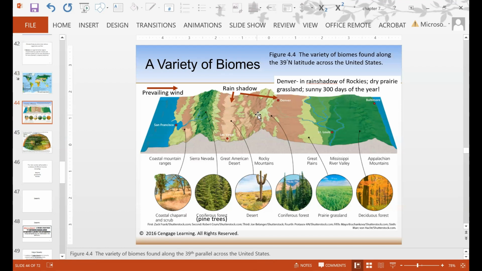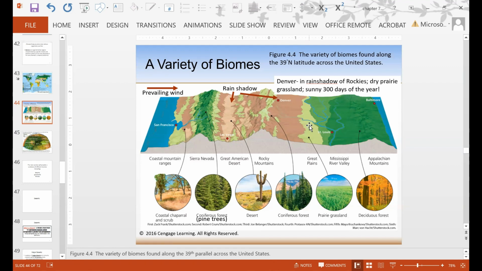Then you have the Rocky Mountains, which is more coniferous forest. And then on the leeward side of the Rocky Mountains, you have another dry area, and that includes the city of Denver. Denver is in a rain shadow of the Rockies. That is your dry prairie grassland. It's actually sunny in Denver about 300 days of the year. Okay, so that's your dry prairie. That is a grassland.